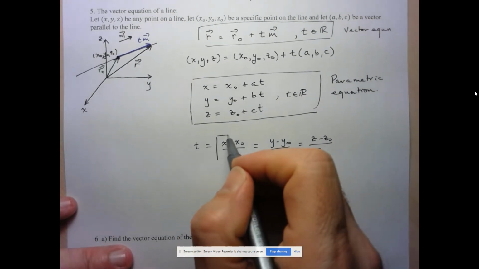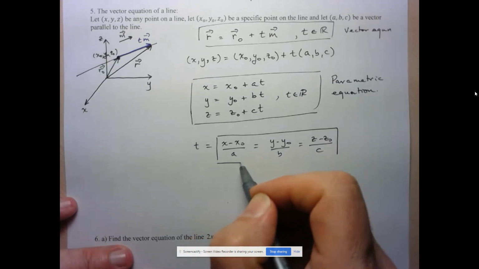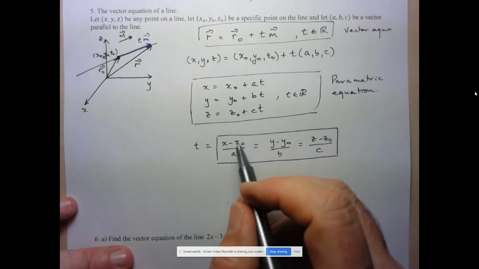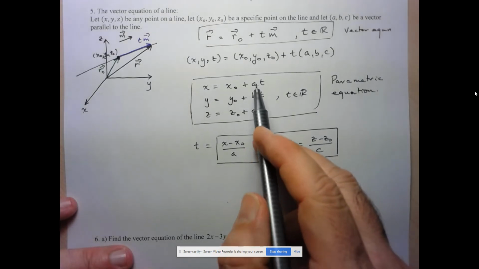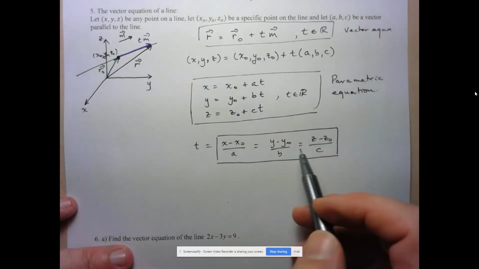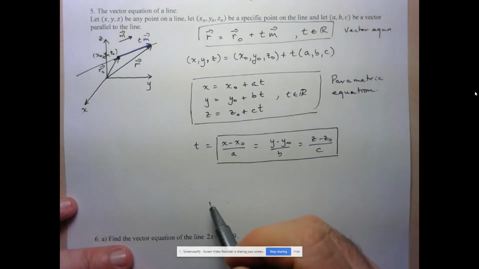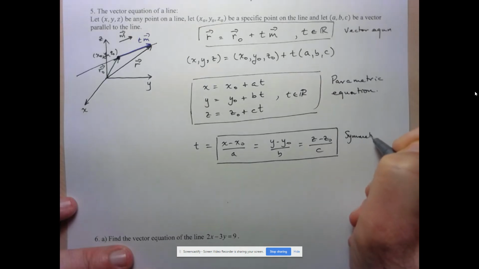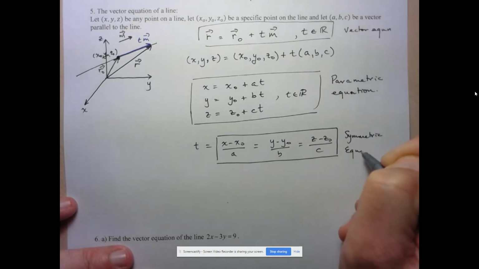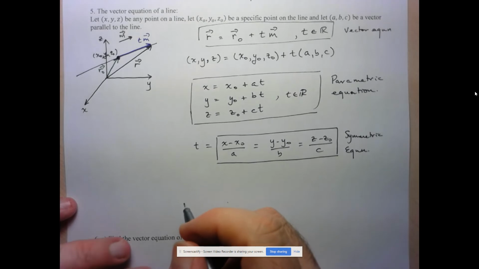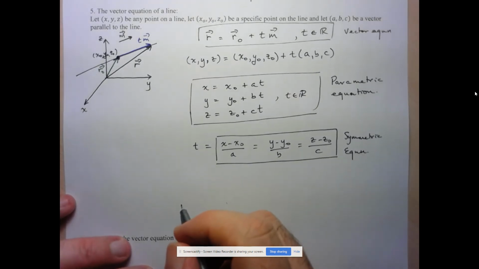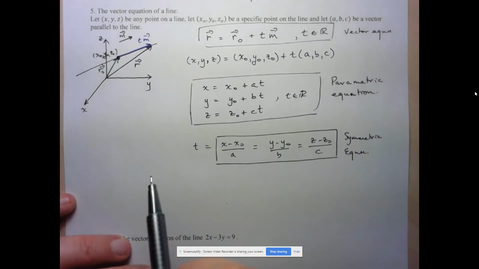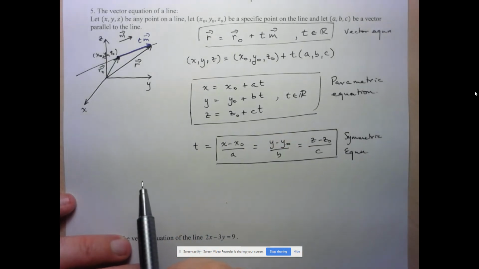And so this system of ratios, the difference in the components over their specific component of the direction vector, also generates all points on the line. This is called the symmetric equation of the line. So the idea here is to be able to identify what the different components of these equations represent.